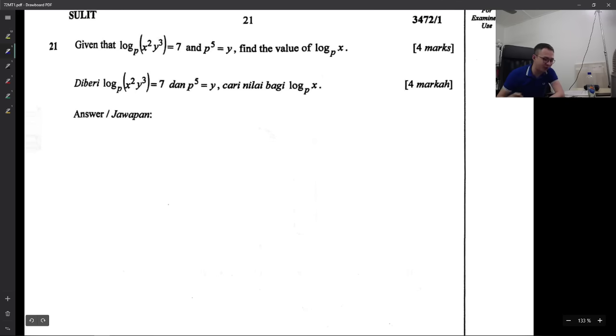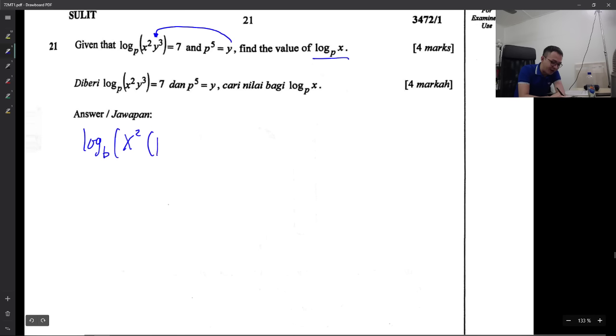Okay, we have one more log question here. They want to find the value of log_p x. The question doesn't mention y, so my first idea is that maybe the question doesn't ask us to find y. I will just substitute my y into the expression. Log_p x squared. y will be p power 5, right? So p power 5 cubed.